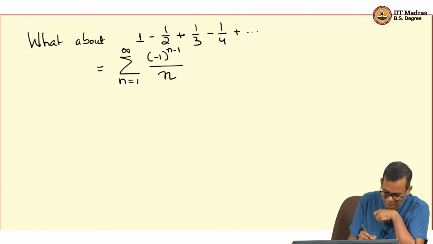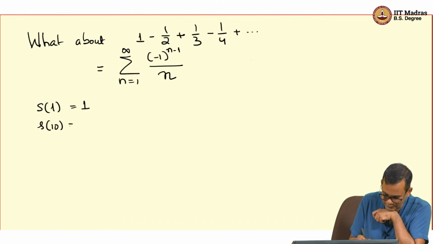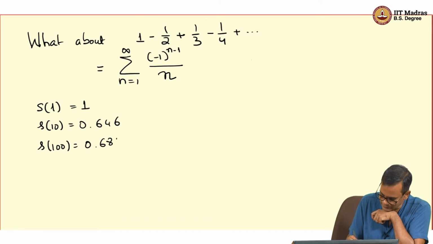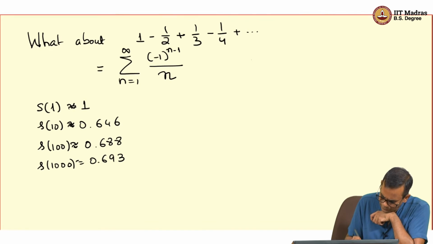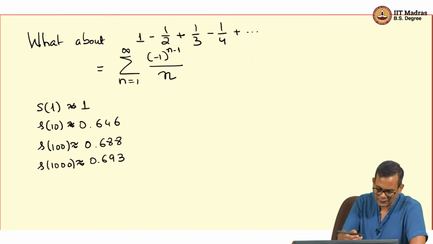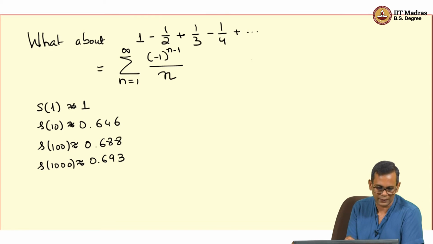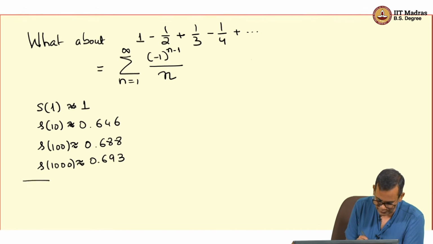Well, again, I did some experiments with my computer. I found S1 is equal to 1, S10 is 0.646, S100 is 0.688, S1000 is 0.693. Well, these are approximate, right? And so, unlike the previous series, these are not growing steadily. In fact, they seem to be settling down somewhere around this 0.693.